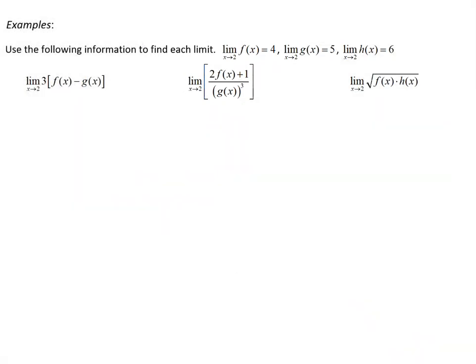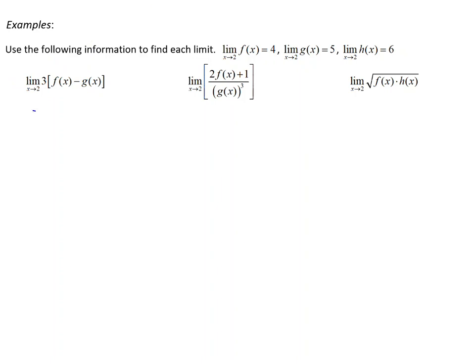Let's take a look at some examples. Use the following information to find each limit. The limit as x approaches 2 of f of x equals 4. The limit as x approaches 2 of g of x equals 5. And the limit as x approaches 2 of h of x equals 6. Notice that all of these have the limit as x approaches 2, as well as these problems, because if x is approaching something else, we will not be able to use this information. That value must match. Let's take a look at this first part.